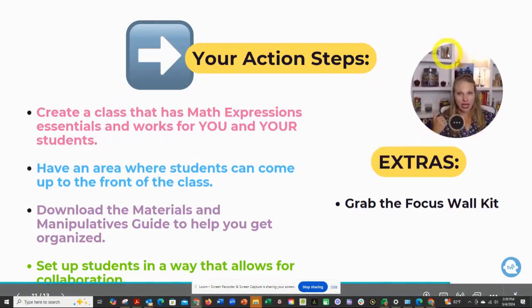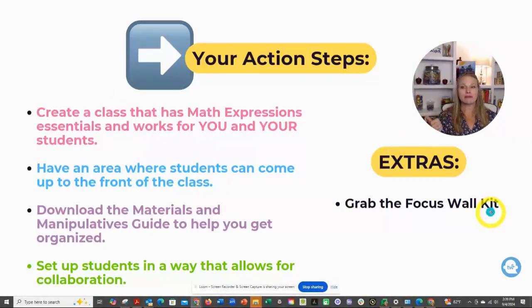So let's talk about your action steps, my friends. I want you to create a classroom that has math expressions essentials, but it works for you. You be you, I'll be me in the classroom. But we do want to make sure that it has some of those essentials and that it is conducive for the best, most optimal learning and a collaboration space where students are at the center of that classroom. You want students to have access to the front of the class.